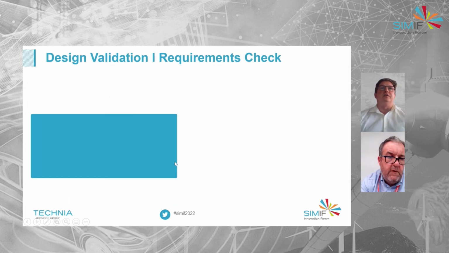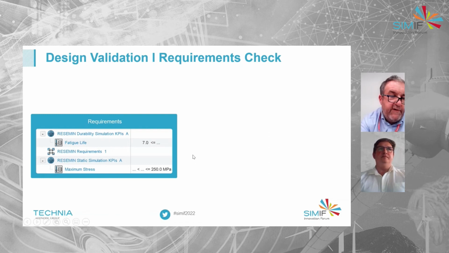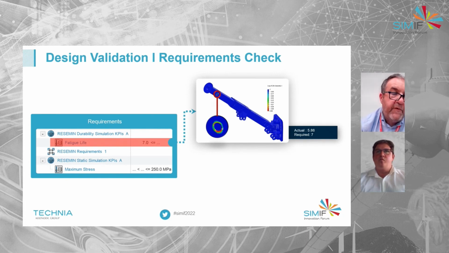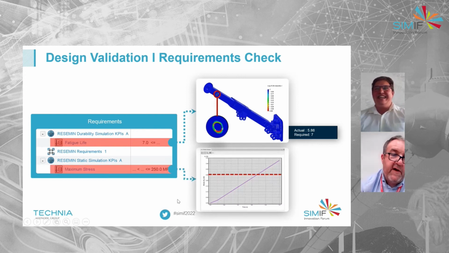Okay, so this is where you want to be. That's where I need to be, yeah. From here we can see that the fatigue life is not where we need to be. The hole we're looking for is 5.86, it's achieved 7. So we know that in that area... Other way around, we've achieved 5.6 and required 7.